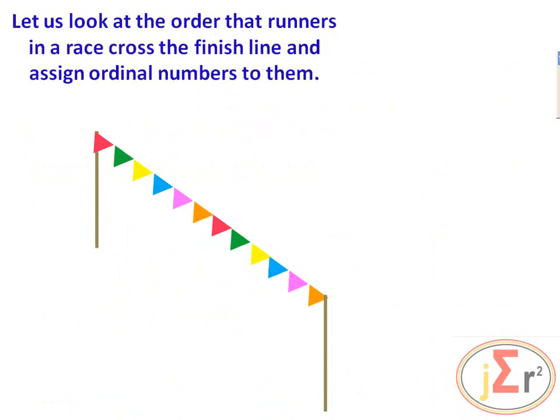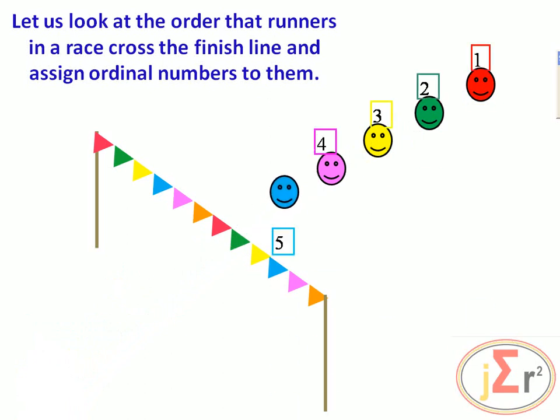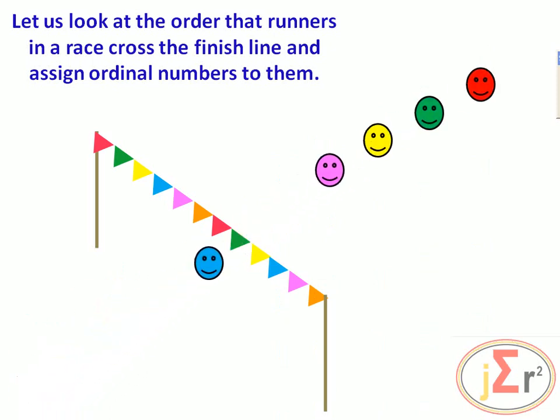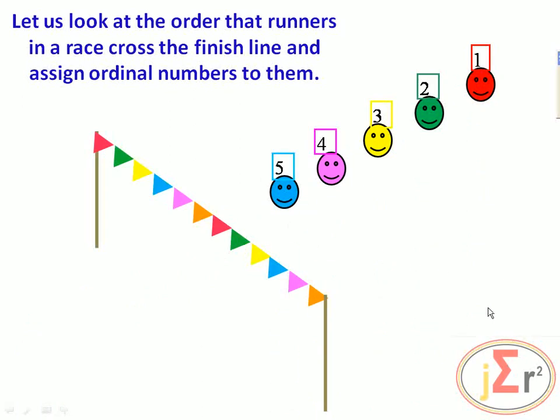Let us look at the order that runners in a race cross the finish line and assign ordinal numbers to them. See? They are crossing the finishing line, and we are assigning ordinal numbers. Let them go again, Jerry. This one is Jerry. No, I don't think so. Jerry is not the last to cross the line, because I think that in the statement of the problem, we had somebody else crossing the line in the 5th position. So what do we have there?